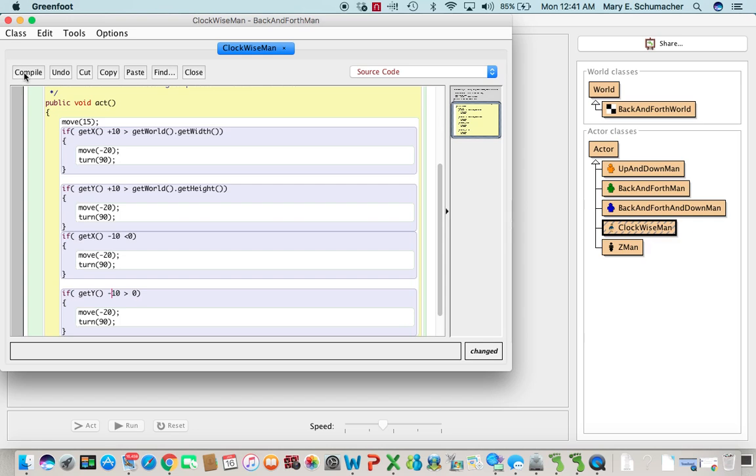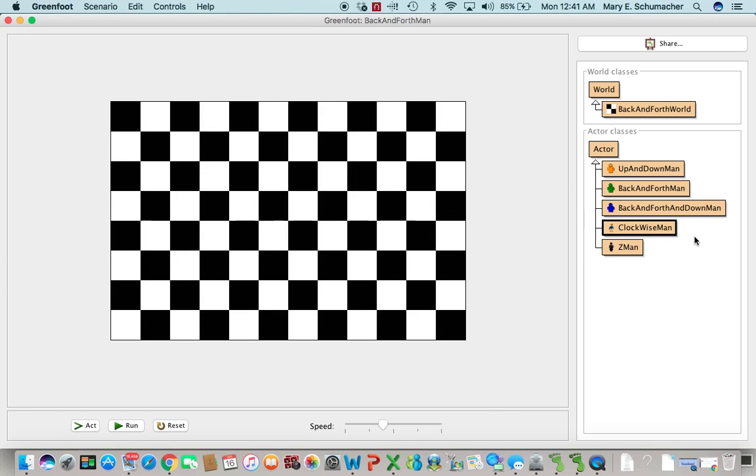So this should take care of the clockwise man working on all 4 walls. I'll put the clockwise man right here and let him run. So he's spinning out of control.